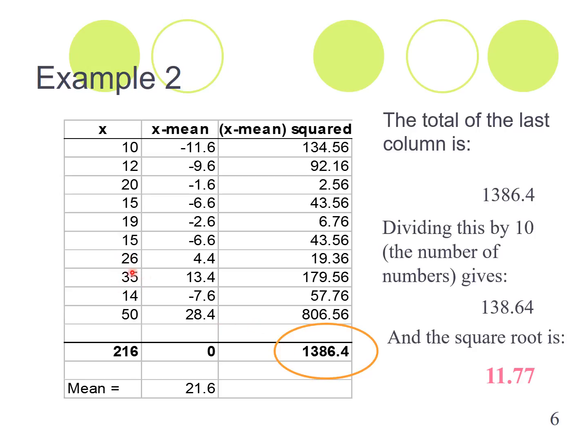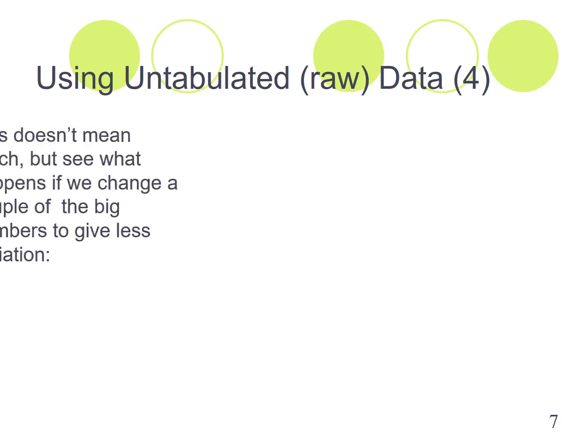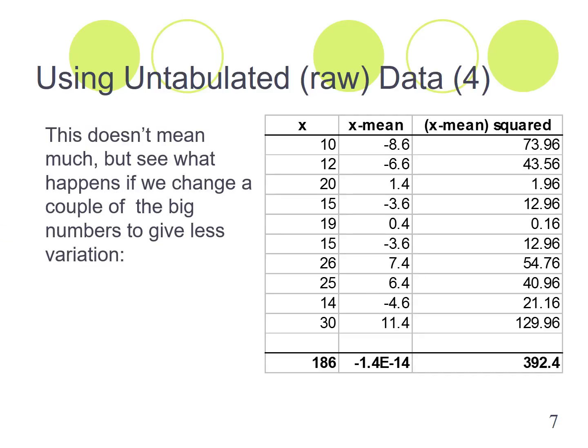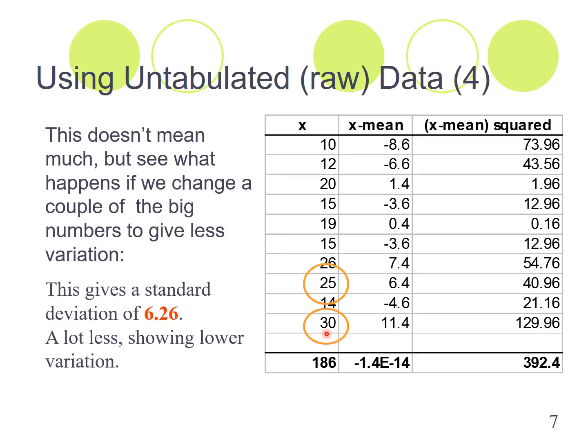Now, if we changed some of these data items, the average is 21.6. If we got rid of some of the bigger data items, what happens to the standard deviation? Okay, so this time we reduced some of the data items just to see what would happen. So we brought that one down, and you can see we've reduced them. And this gives a standard deviation that is much lower. Okay, so it's 6.26. So by reducing the variability, you can see that the standard deviation also reduces.